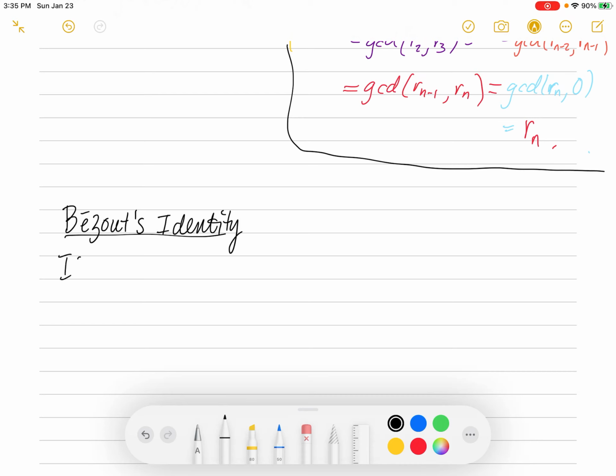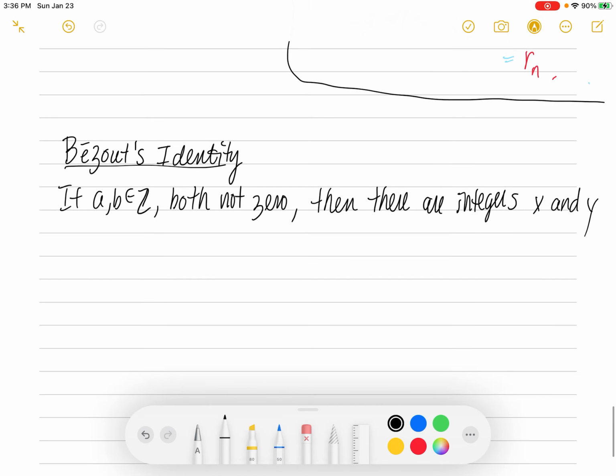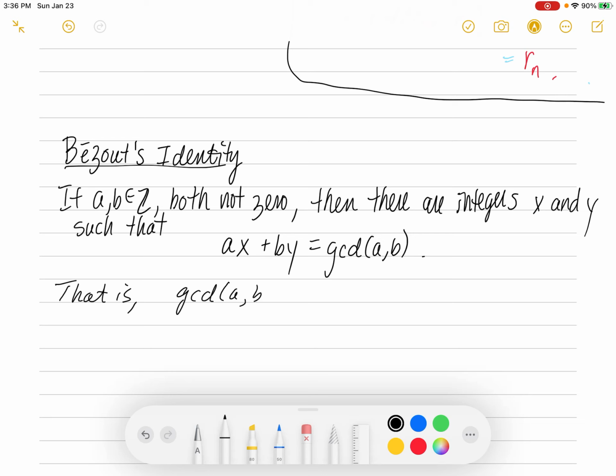We want to talk about Bezout's identity. It says, if A and B are integers, both not 0, then there are integers x and y such that AX plus BY equals the GCD of A and B. Or in other words, sometimes you hear this said, the GCD of A and B is a linear combination of A and B. You might hear it called a linear combination of A and B.